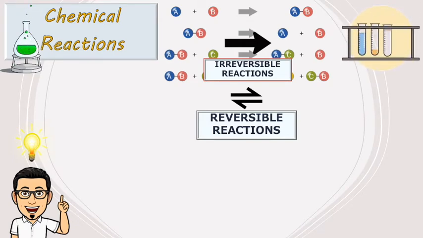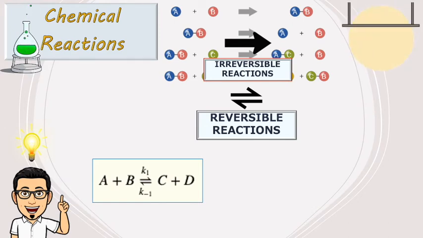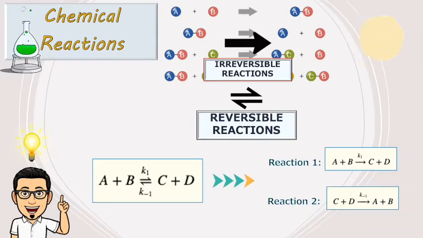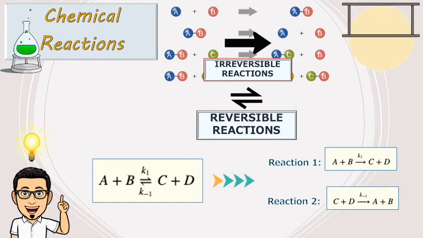A reversible reaction can take the following summarized form. This reversible reaction can be broken into two reactions. These two reactions are occurring simultaneously, which means that the reactants are reacting to yield the products as the products are reacting to produce the reactants. Unlike irreversible reactions, where the reaction proceeds in only one direction, a reversible reaction can go in either the forward or reverse directions.